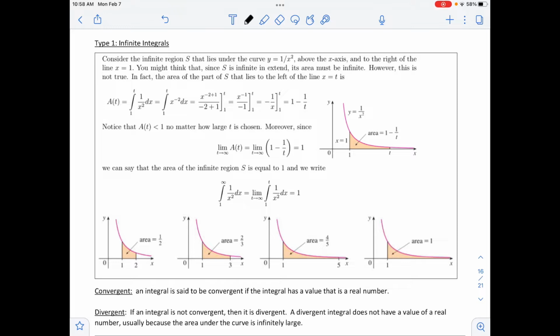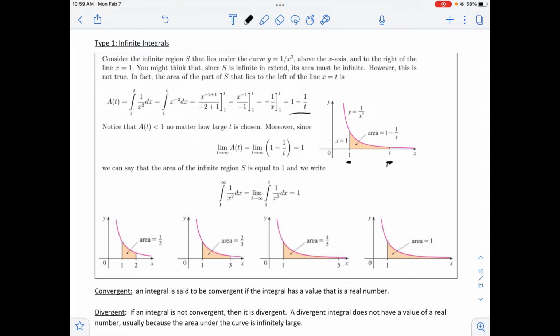In fact, the area of the part of S that lies to the left of the line x equals t, A of t, is equal to the integral from 1 to t of our function, which is 1 over x squared dx. Rewriting that, we're able to integrate it and then evaluate it from 1 to t. And when we do, we arrive at a function that's going to be 1 minus 1 over t. Notice that our area is less than 1, no matter how large t is chosen.